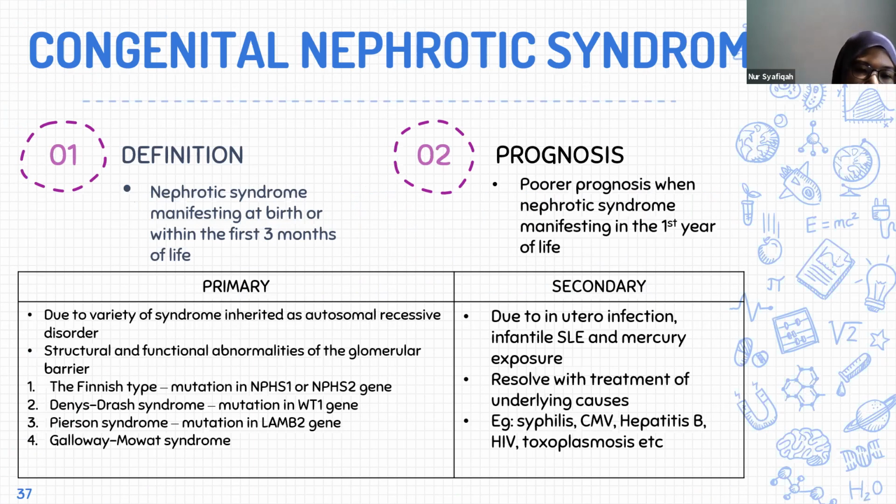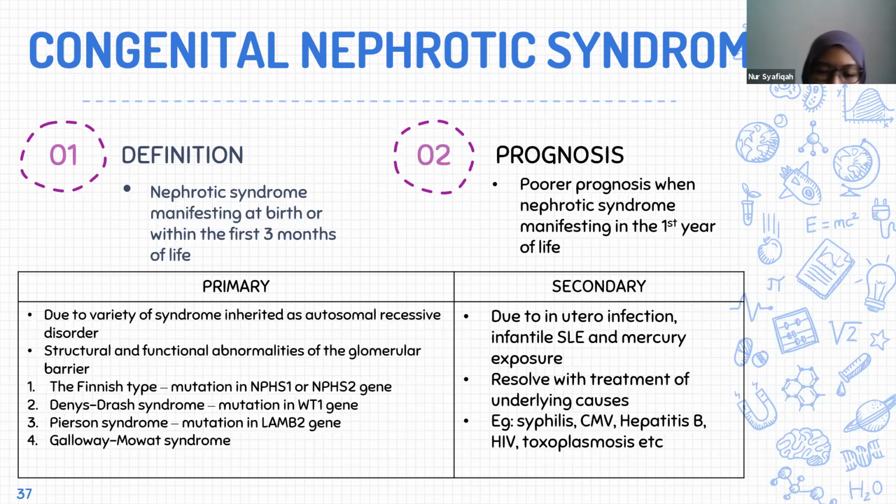There are 4 types of primary congenital nephrotic syndrome. The first one is the Finnish type, where there's mutation in NPHS1 or NPHS2 gene. This gene is crucial for the encoding of nephrin and podocin, which are important proteins in the glomerular capillary, as I mentioned earlier. Next, we have Denys-Drash syndrome, which is mutation in WT1 gene, leading to abnormal podocyte formation. Then we have Pearson syndrome, where there's mutation in LAMB2 gene, and there will be abnormality in the podocyte. And the last one is Galloway-Mowat syndrome.